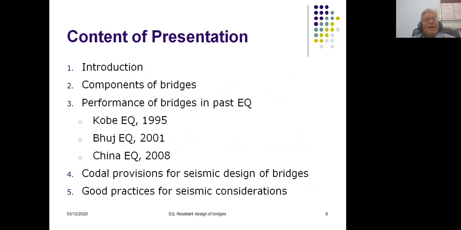And then after, we will see the performance of bridges in past earthquakes. This is one of the very important parts, because past earthquakes are always a lesson for us on how failures take place. So we can study and analyze these failures, and then after, we can see how the failures can be prevented. So this is one of the important lessons for us. Every earthquake gives us lessons of failure, and researchers and people try to find ways to prevent these kinds of failures.